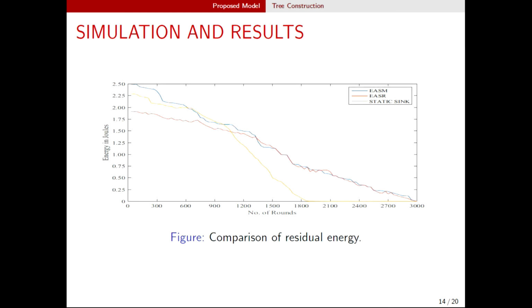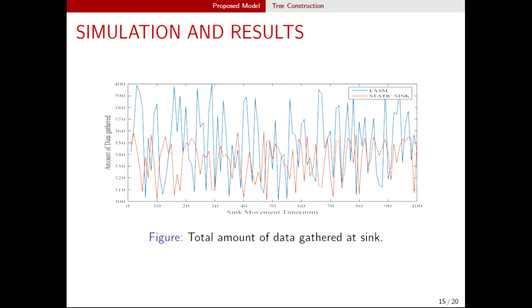The second result shows the energy in joules on the y axis and the number of rounds for which the algorithm is run. In the comparison of residual energy, our algorithm, EASM, has produced slightly better results than the static sink approach. The third result is the total amount of data gathered, normalized from 300 to 400, because a lot of data has been collected only during this period. As time proceeds, the amount of data gathered by the sink also increases, because we need to gather data from all the regions of the network.